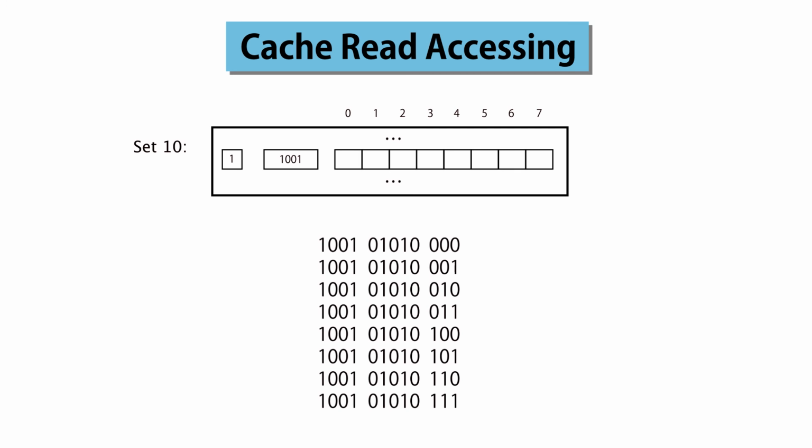In this video, we reviewed how we determine whether an address we're trying to read is in the cache. There are many other important aspects of caching that we didn't cover, including what happens when we have a cache miss and what happens when we write to an address.